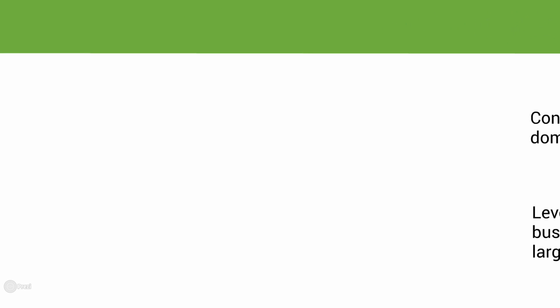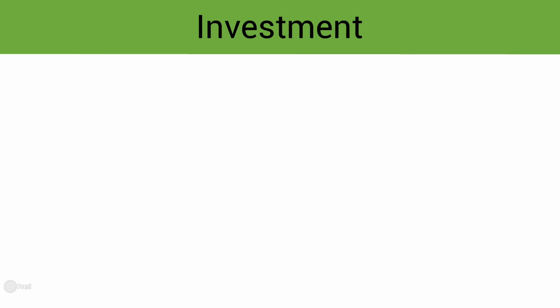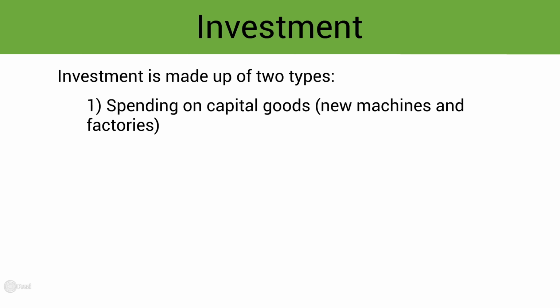The next component of aggregate demand that we will look at is investment. Investment is split up into two types of investment. The first is spending on capital goods. New machines and factories are examples of capital goods. One could view spending on capital goods as firms investing in the future of the business. They're investing in new plants and new machines which will allow the firm to be more profitable in the future.